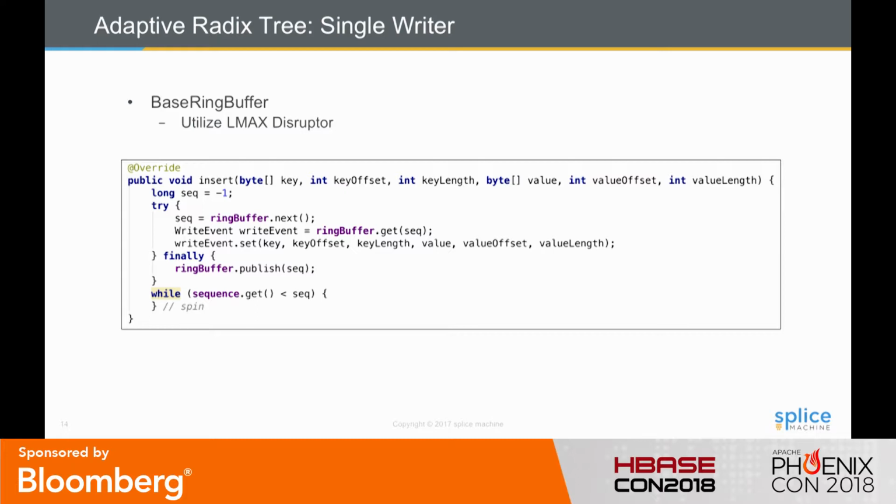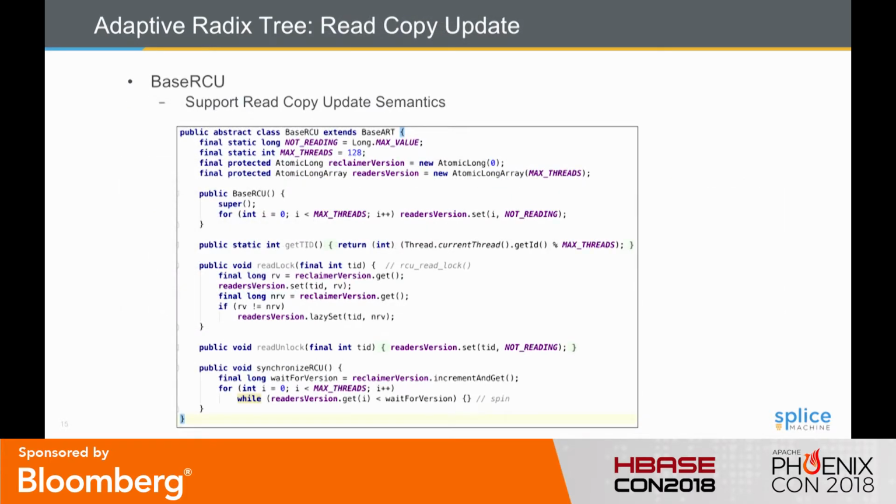You're going to use a ring buffer, similar to our write-ahead log structure, for the write. And then for the read, one of the things that's really nice about a single writer is that you can use RCU, read-copy-update semantics. So I've basically extended our tree to be able to support read-copy-update. Why is that nice? You get a lockless implementation, or relatively lockless.